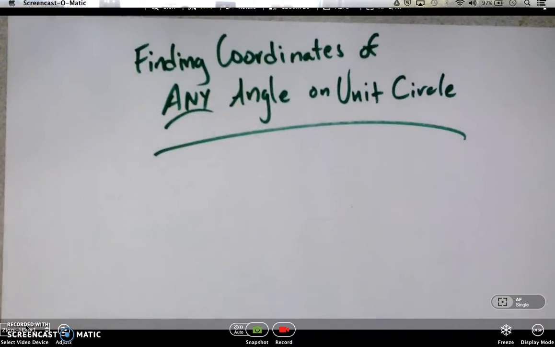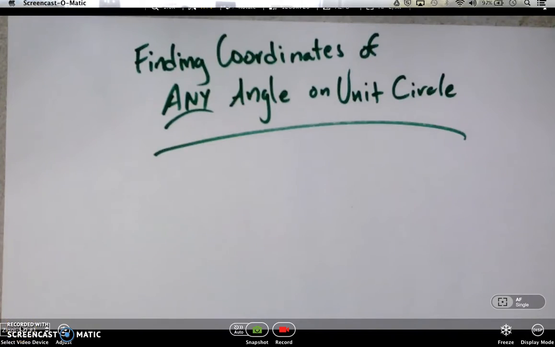We're going to talk about finding the coordinates of any angle on the unit circle. And so this comes up in the homework. It's going to come up a lot. Part of what it is, you could memorize the entire unit circle, but this is going to be a method that hopefully is much, much easier for you.